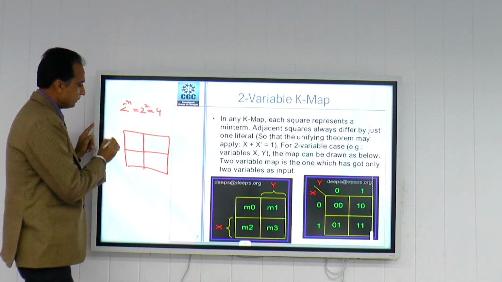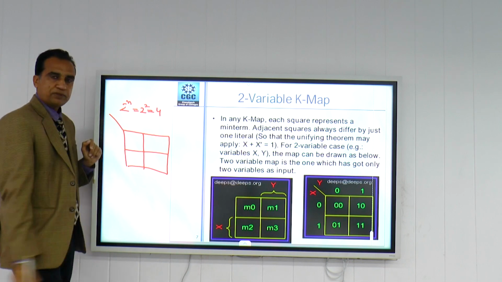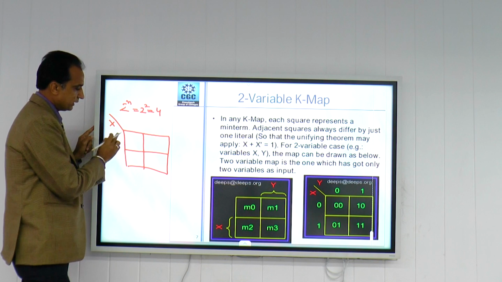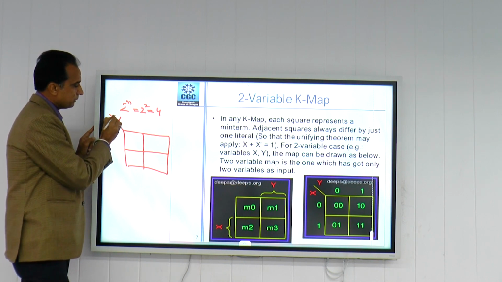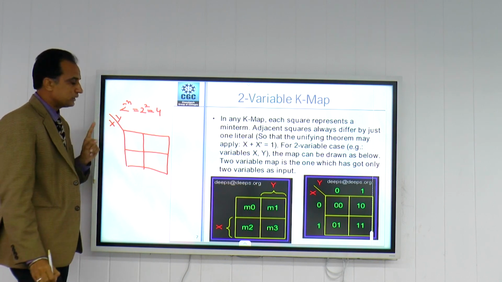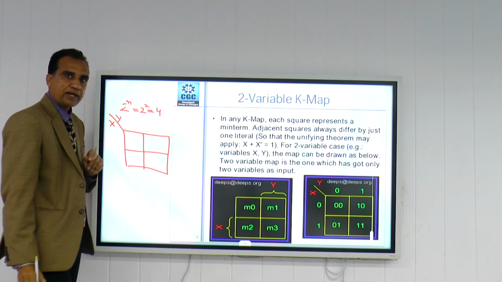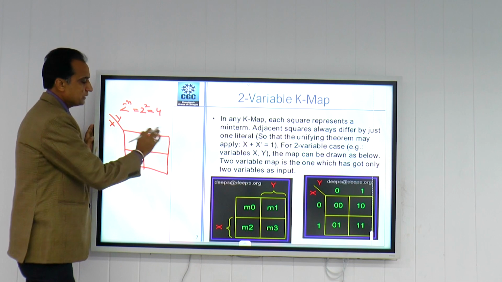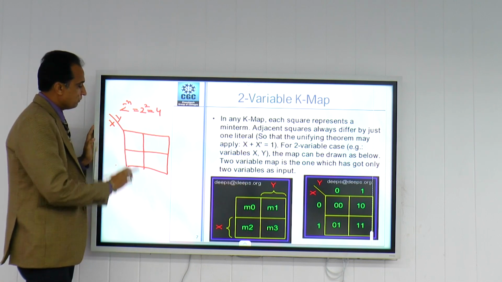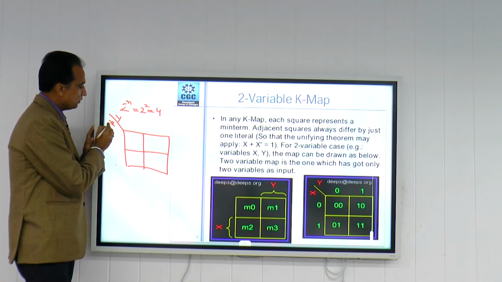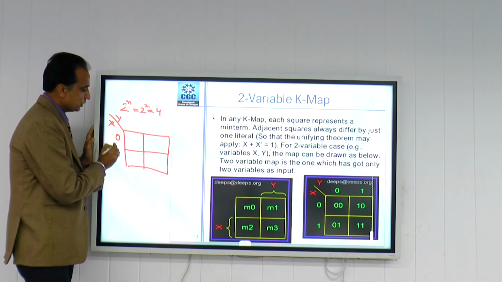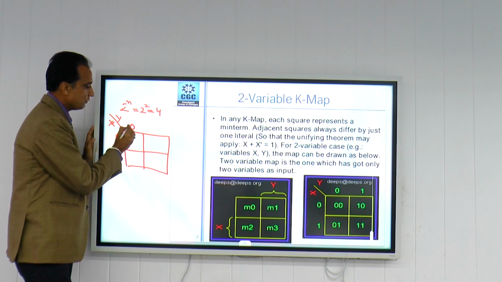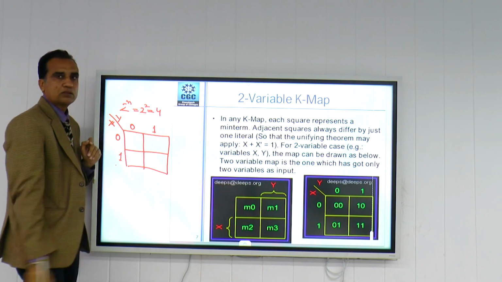Now, how do we represent the variables? There is a way to represent the variables. One variable is represented vertically and one variable is represented horizontally. For example, there are two variables in the form of x and y. X represents the vertical values and y represents the horizontal values. Now, how many possible values of x? X can be 0 or 1. Similarly, the two possible values for y are 0 and 1.